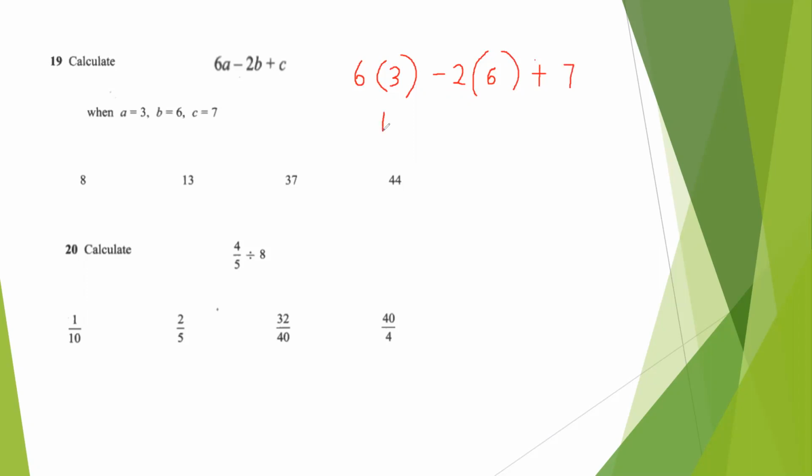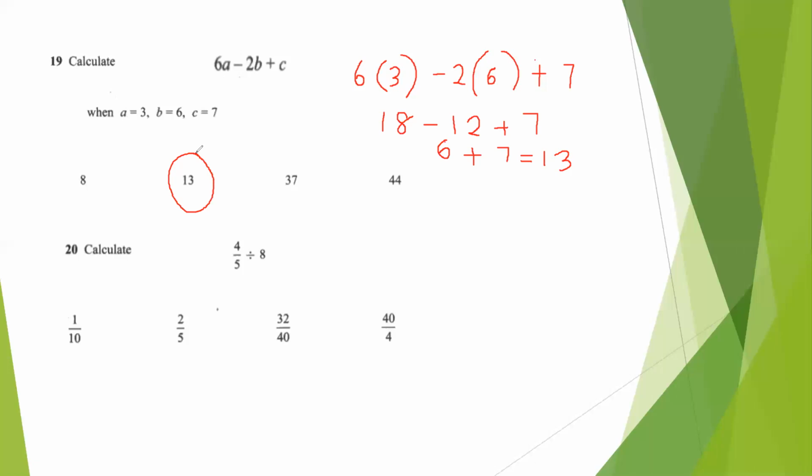Right. 6 times 3, it's 18, minus 6 times 2, it's 12, plus 7. Okay. 18 minus 12, it's 6. 6 plus 7, you will get 13. So what I have done, now they have given A equals 3, B equals 6, and C equals 7. So I have substituted those values into this expression. Then I will get the answer as 13, right?